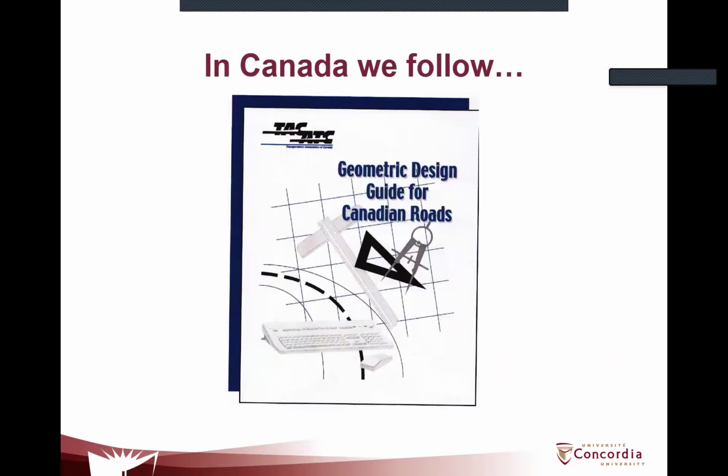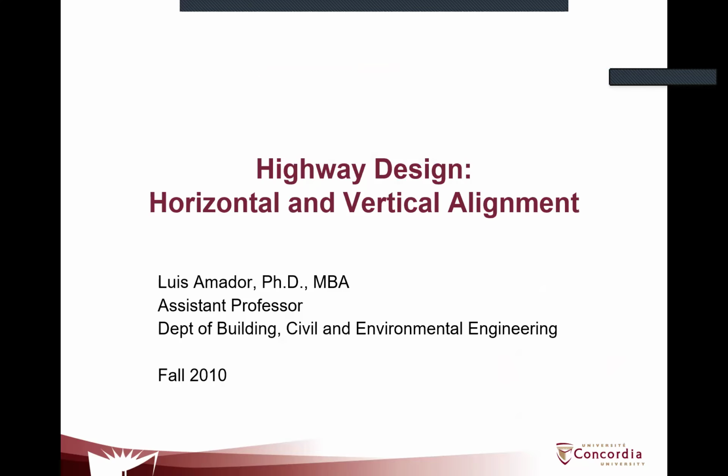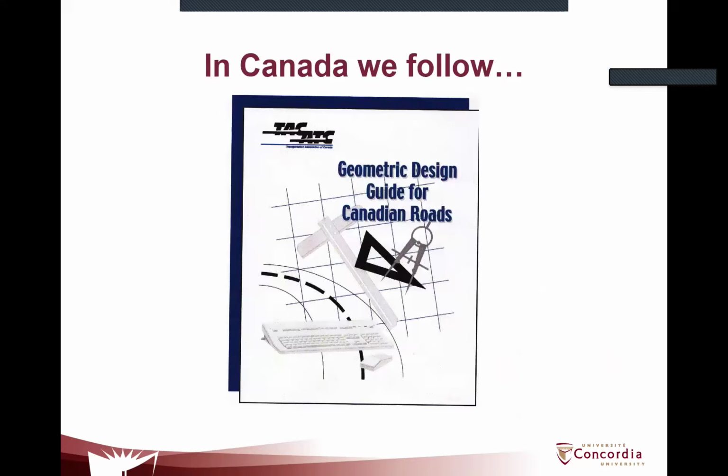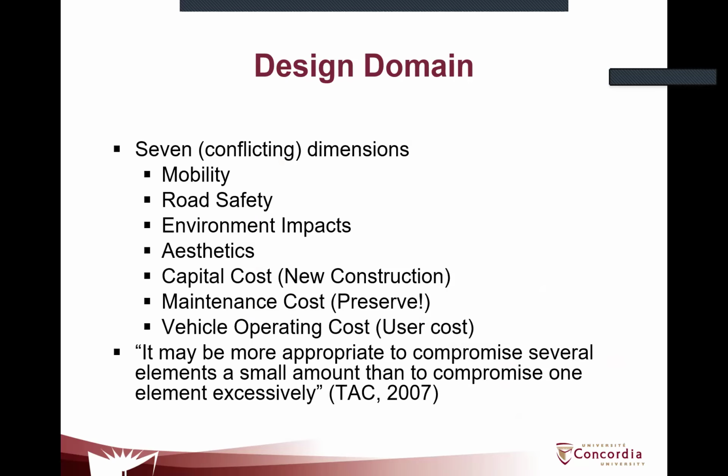Okay, in Canada, we follow the geometric design guide for Canadian roads. We're talking now about the alignment itself. And the highway geometric design guide contains 7 dimensions: mobility, road safety, environmental impacts, aesthetics, capital cost, maintenance cost, and vehicle operating cost. So these 7 aspects you need to consider when you are designing your highway.